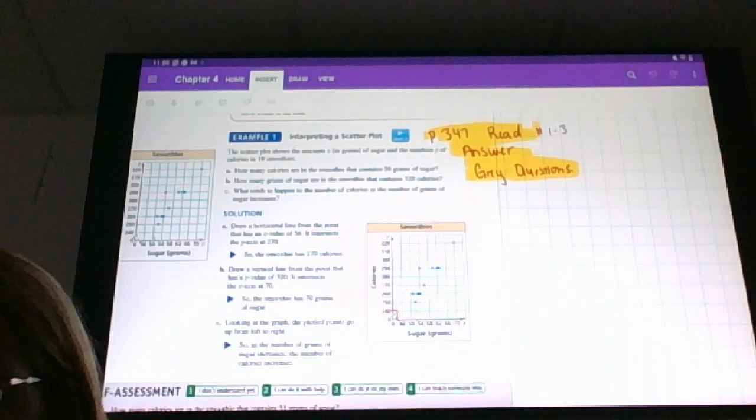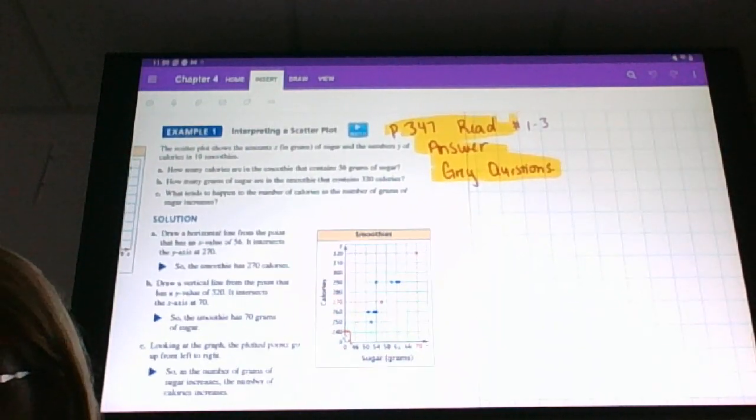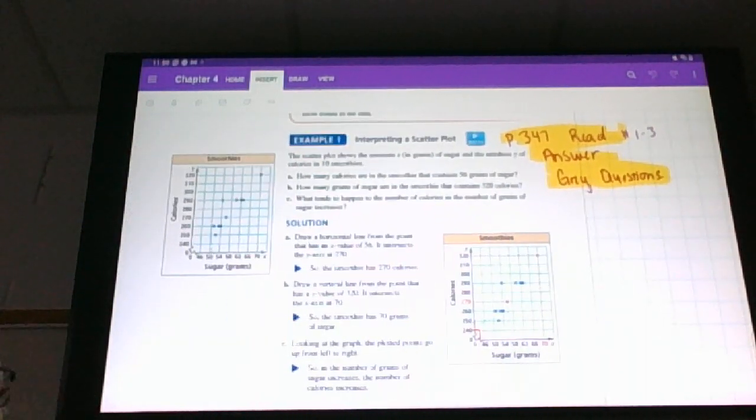All right. Head to page 347. We're going to look at another type of data.